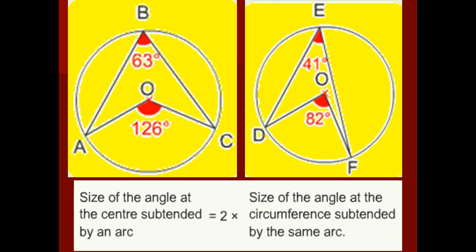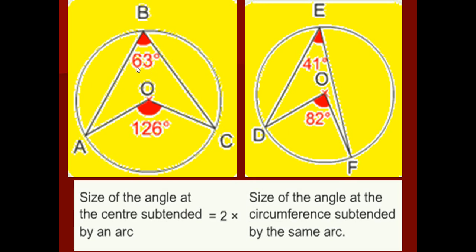Alright, the size of the angle at the center subtended by an arc. So this is the size of the angle at the center of the circle, right? It is equal to 2 times the size of the angle at the circumference subtended by the same arc. This is the angle at the circumference. So 2 times the angle at the circumference is equal to the angle at the center. Can you understand it?